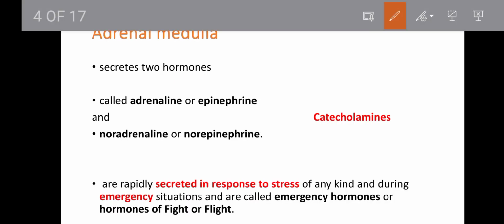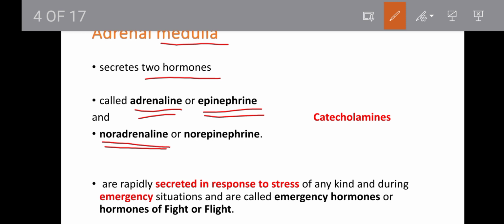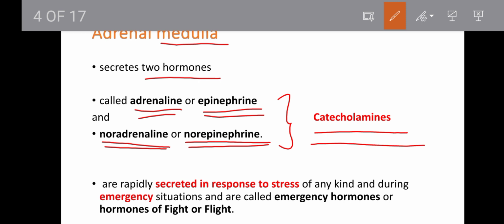Adrenal medulla. Adrenal medulla secretes two hormones called adrenaline and noradrenaline. Adrenaline is also called epinephrine. Noradrenaline is also called norepinephrine. Adrenaline and noradrenaline are together called catecholamines. So, catecholamines are secreted by adrenal medulla.